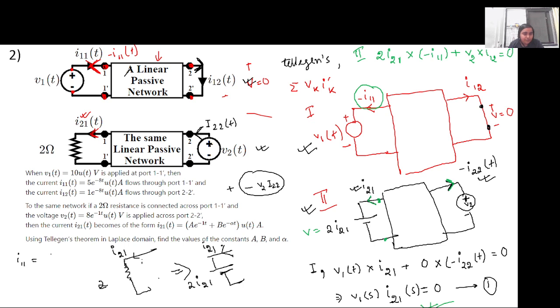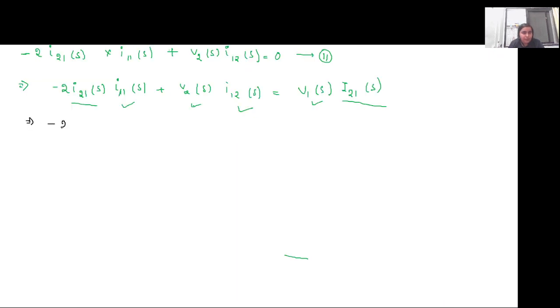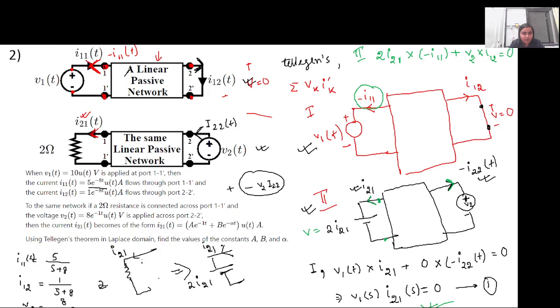I11, if I take the Laplace transform, will be 5 by S plus 8, right? Since it is given as 5 e to the power minus 8t u(t). I12 is 1 by S plus 8. V2 is equal to 8 by S plus 1. So let's plug these values into this equation. So it will be minus 2 I21(S), I11 is given by 5 by S plus 8, V2 is 8 by S plus 1, and I12 is 1 by S plus 8.